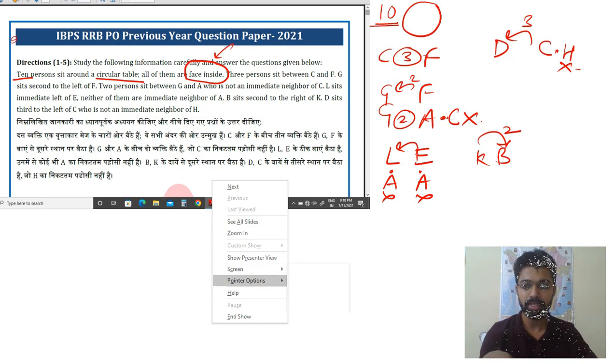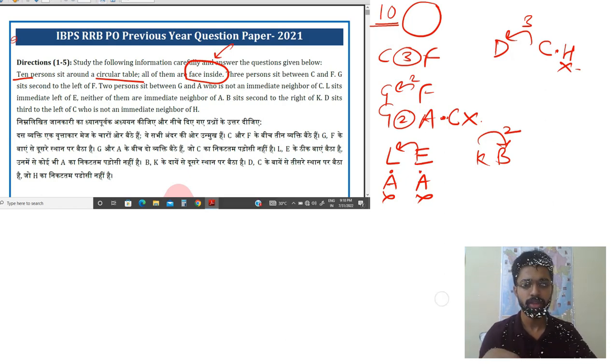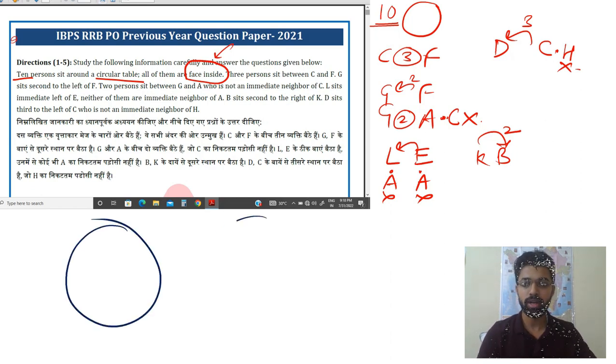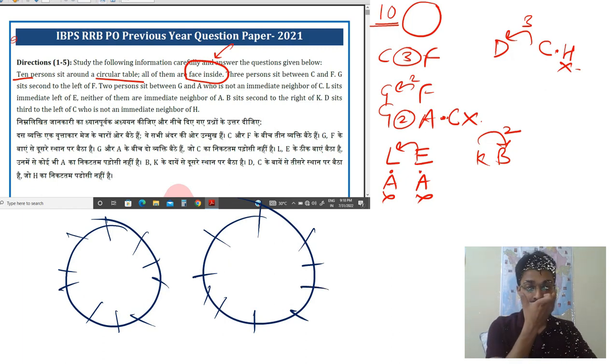And my second strategy is to change the color of my pen while solving the puzzle in the real exam also. And third is to make as many possibilities as you can. So there are 10 persons: 1, 2, 3, 4, 5, 6, 7, 8, 9 and 10. Now your next query is with which element you have to start. Beginners face this problem very much, with which alphabet they have to start.